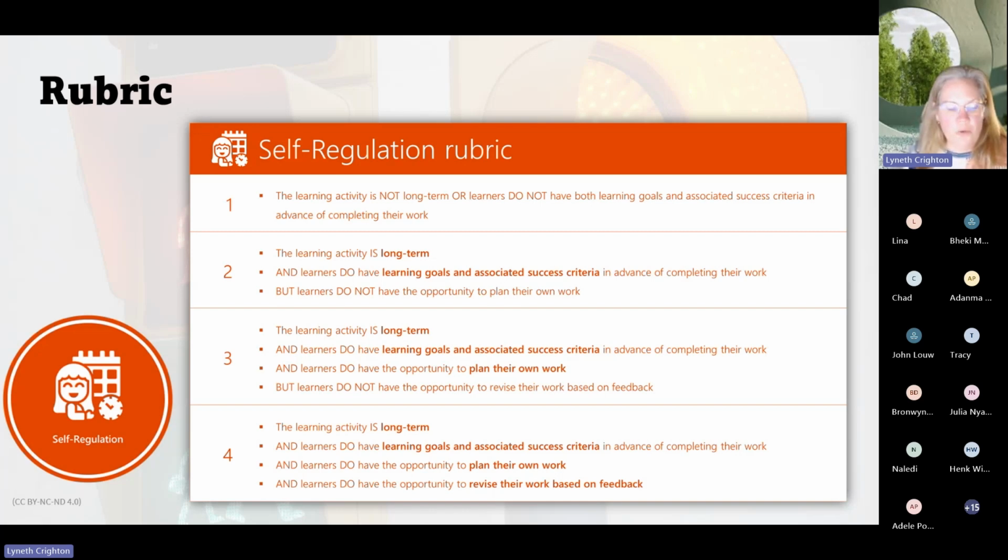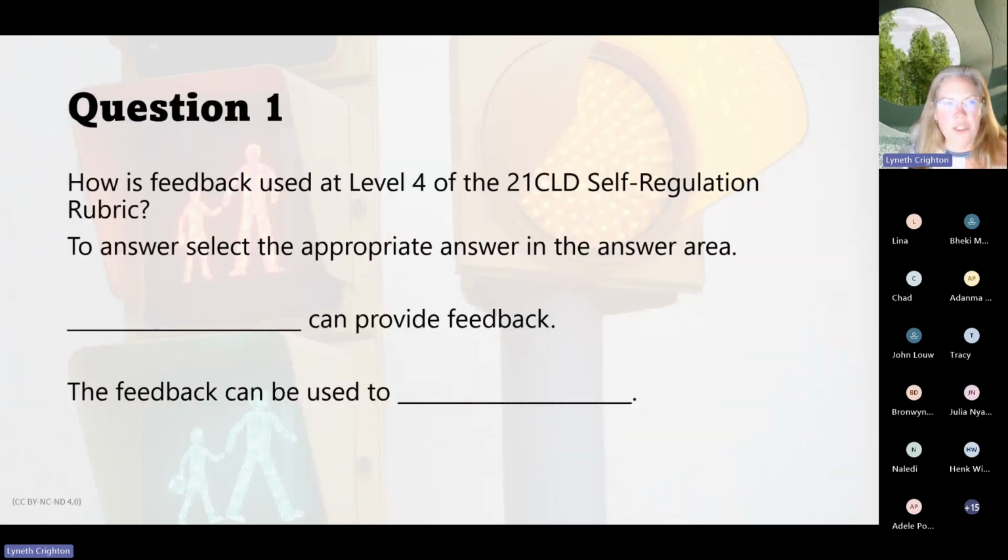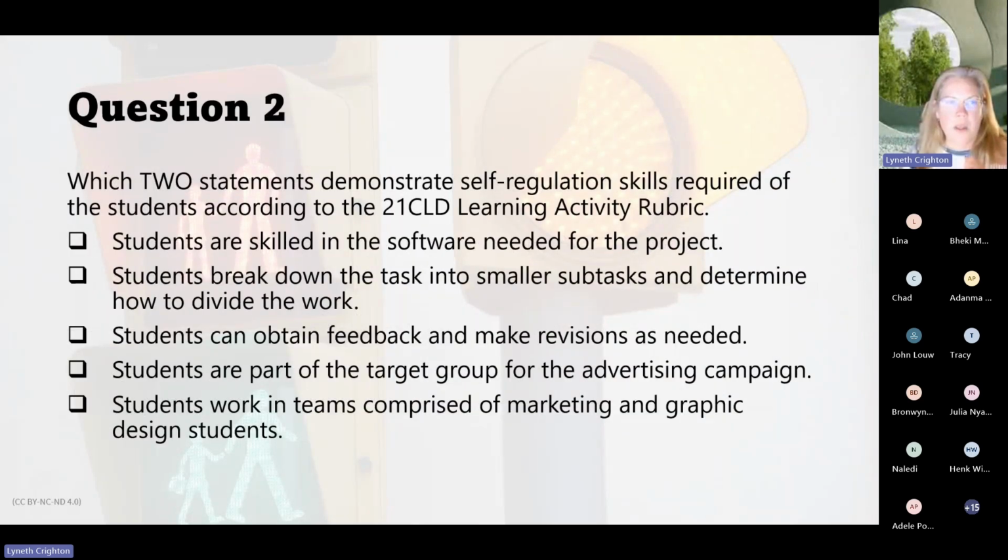So it's also a 4-level rubric. The kind of questions you would get is, for example, drag and drop words. So what would you say? Who provides the feedback? Well, the students or teachers, and the feedback is used to revise the answer. Another one is 2 statements which demonstrate self-regulation skills.